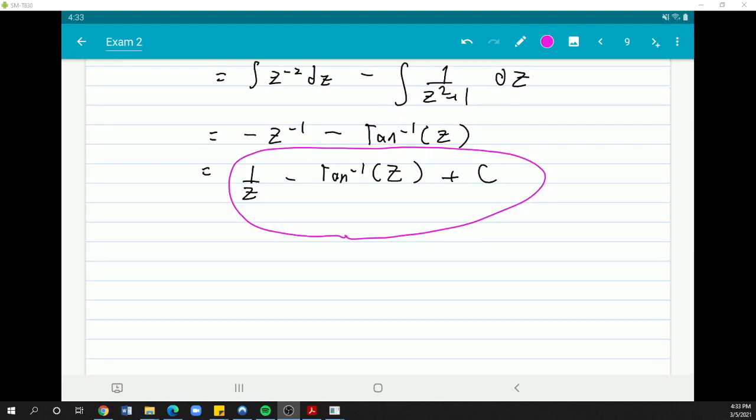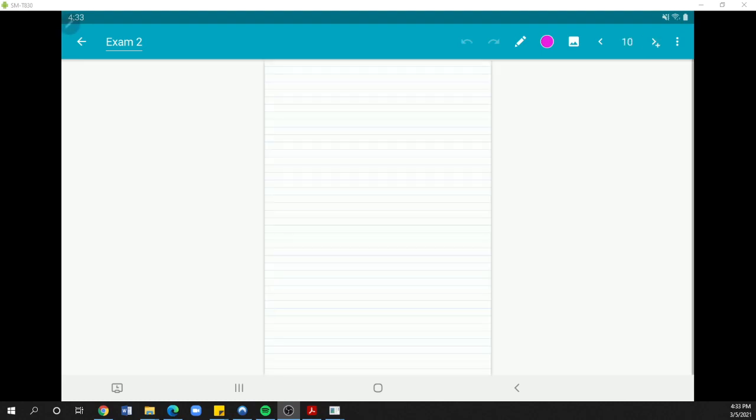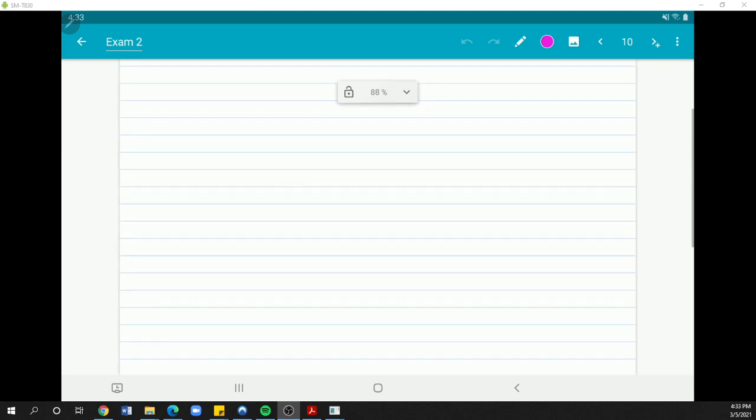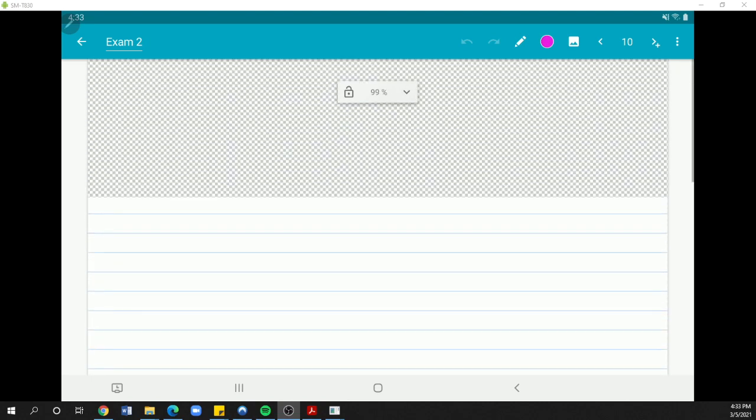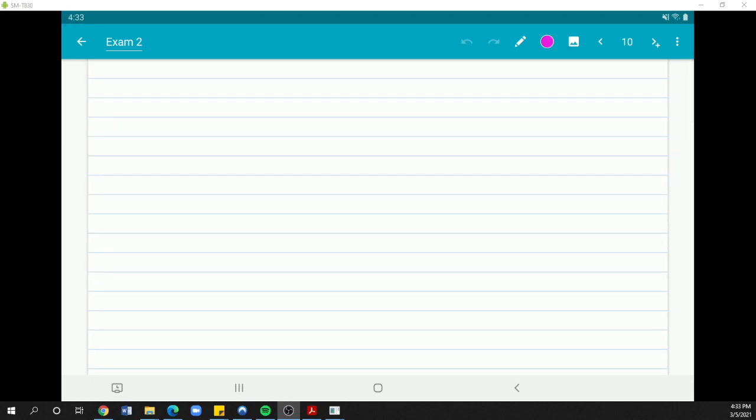Okay, so that is part A. Now let's look at part B. So B, this one's probably going to take 2 pages, but that's okay.